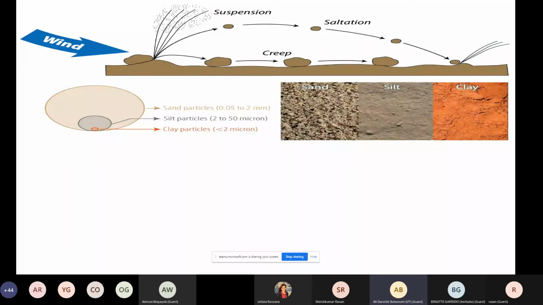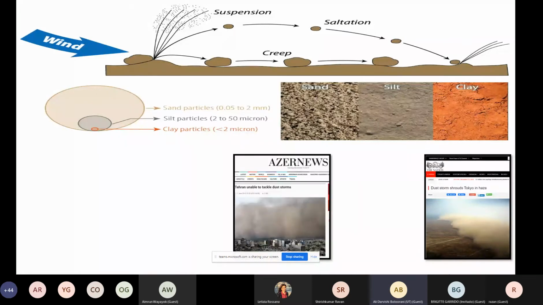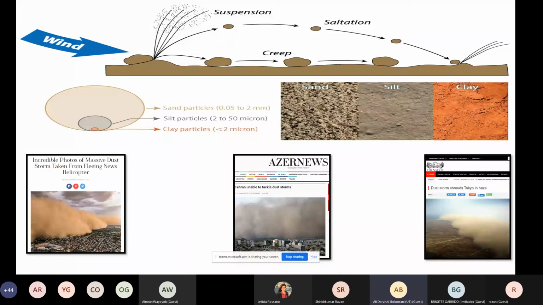As you can see in this figure, we are facing three different kinds of materials, of different sizes, that create dust storms or sand storms. The audience in this room is familiar with sand and dust storms. I'm talking about a global phenomenon, as you can see in these three figures in Tokyo, Tehran, and Arizona in America.